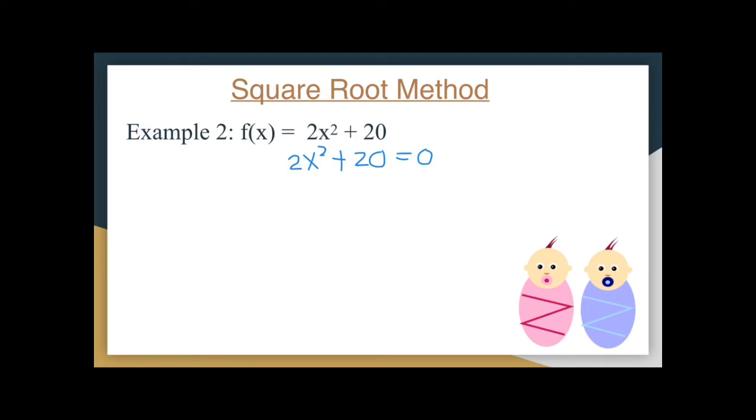Next, we're going to isolate the quadratic term. Let it stay on the left side of the equation. So the positive 20 should be removed by subtracting 20 from both sides to balance. Now this gives you a new equation, which is 2x squared equals negative 20.